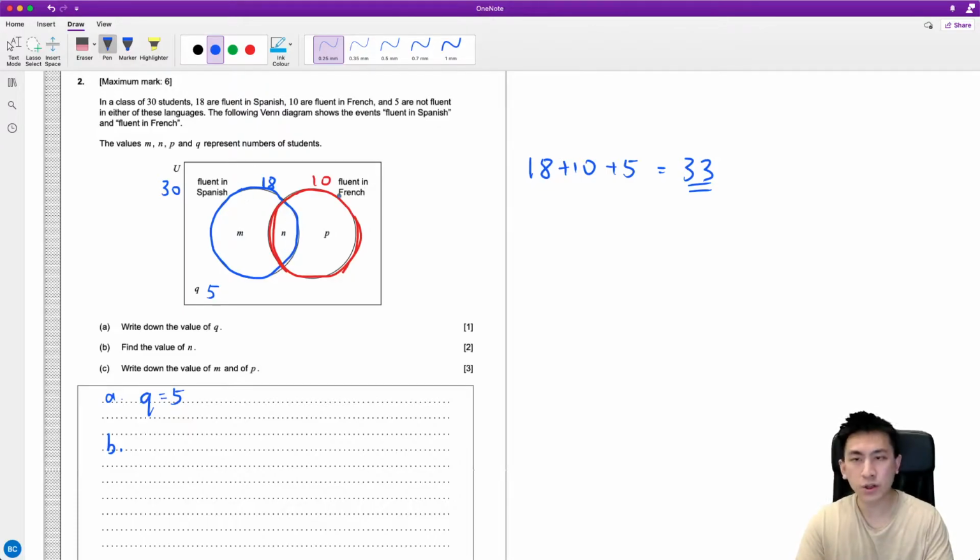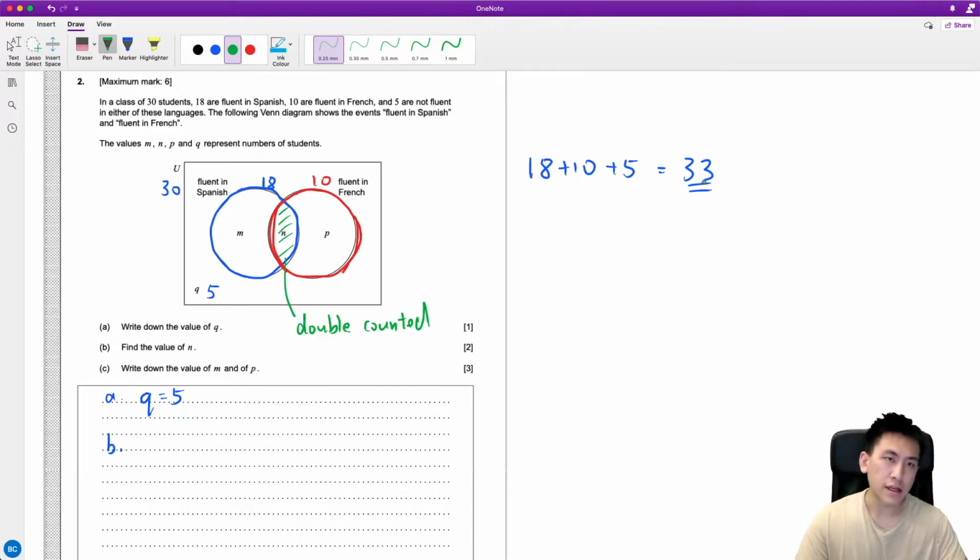Because 18 is the full circle, 10 is the full circle. The middle part, let me use the green here, the middle part n here, this is double counted, right? Double counted. So if you do 18 plus 10 plus 5, it equals 33. That means surely the 3 is the double counted one. Therefore, we know that's 3.